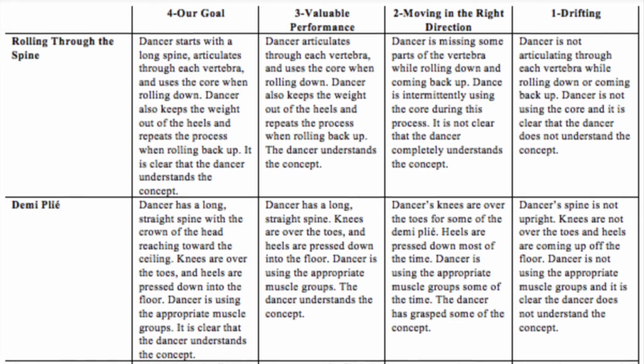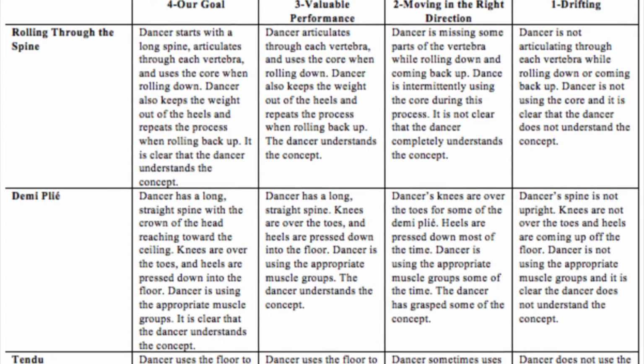So my example, which I will put in the documents, is I have one for rolling through the spine, I have one for demi-plie, I have tendu, and I have contraction. And this would be like maybe the end of a semester for my intro kids. I have our goal, valuable performance, moving in the right direction, and drifting, which I talked about in the last segment, as the levels for the rubrics. But I'll just read through one or two of these.